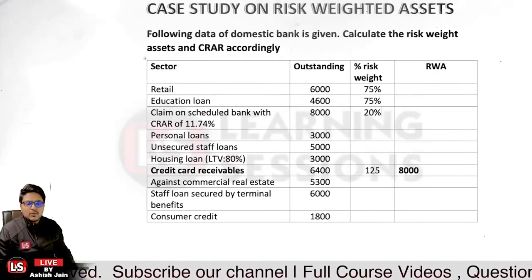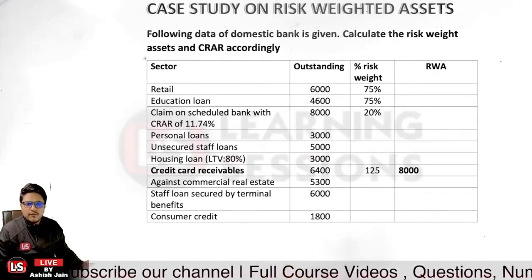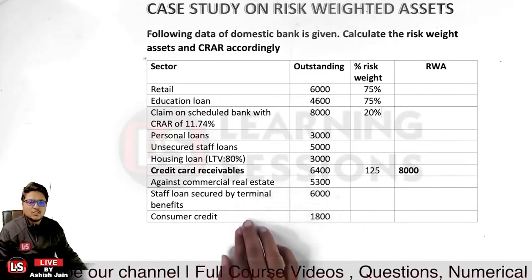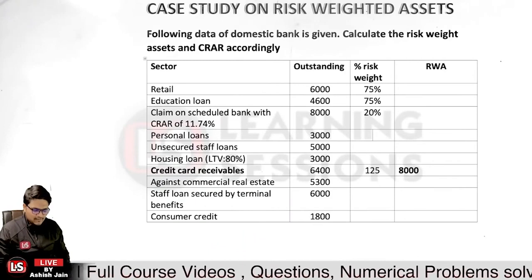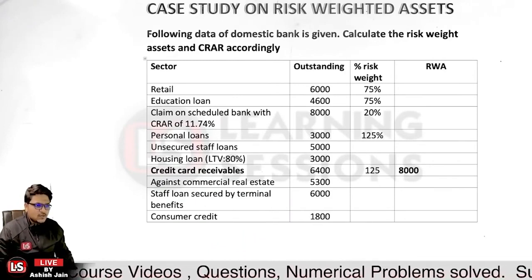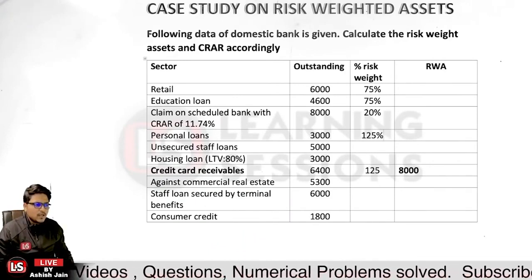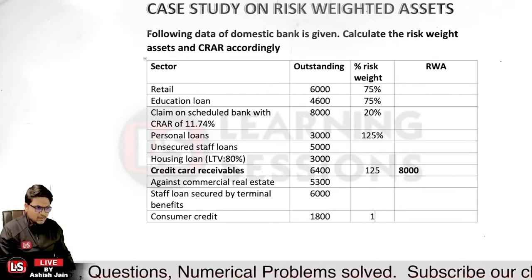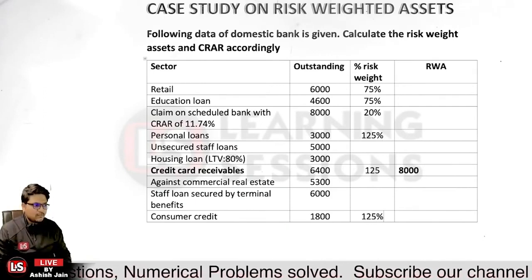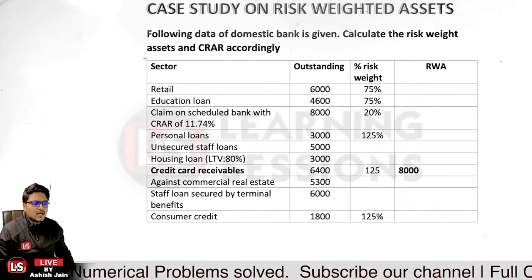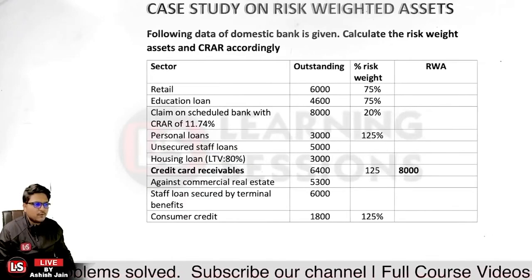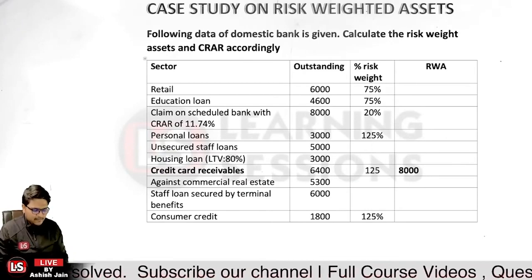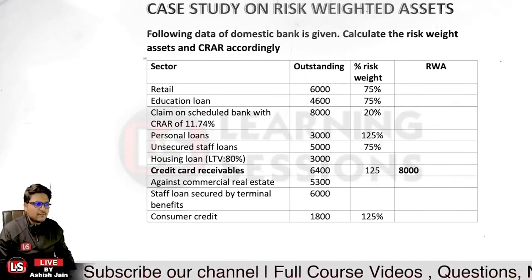And further, whether it is a case of the personal loan, the credit card, or the consumer credit, it is 125%. Again, it is 125% in the case of the personal loan, and in the case of consumer credit also it is 125%. In the case of the unsecured staff loans, the risk weightage is 75%.